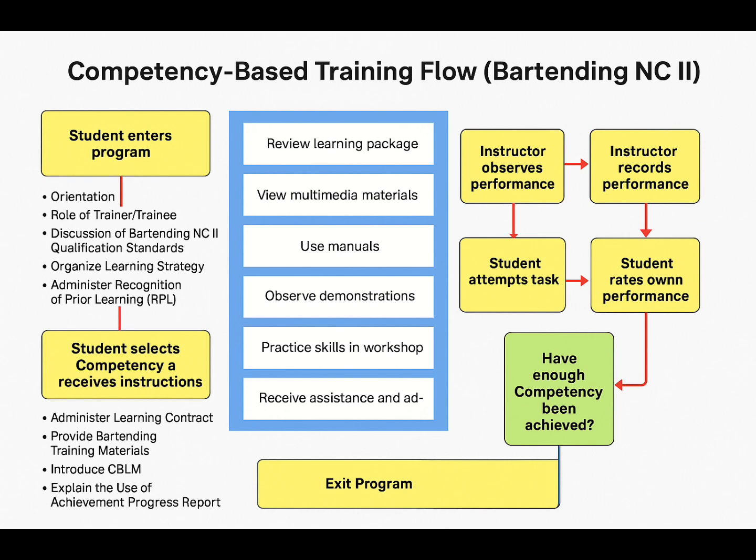So in the competencies decision, if your performance is not yet satisfactory, you will return to practice and reassessment. Once you have satisfactorily performed a competency, you will continue to the next until all required competencies are achieved. After completing all competencies, you will proceed to the exit of the program. You will then undergo the final competencies assessment conducted by TESDA. Once you pass, you will be awarded the National Certificate II in Bartending. That's all. Thank you very much.